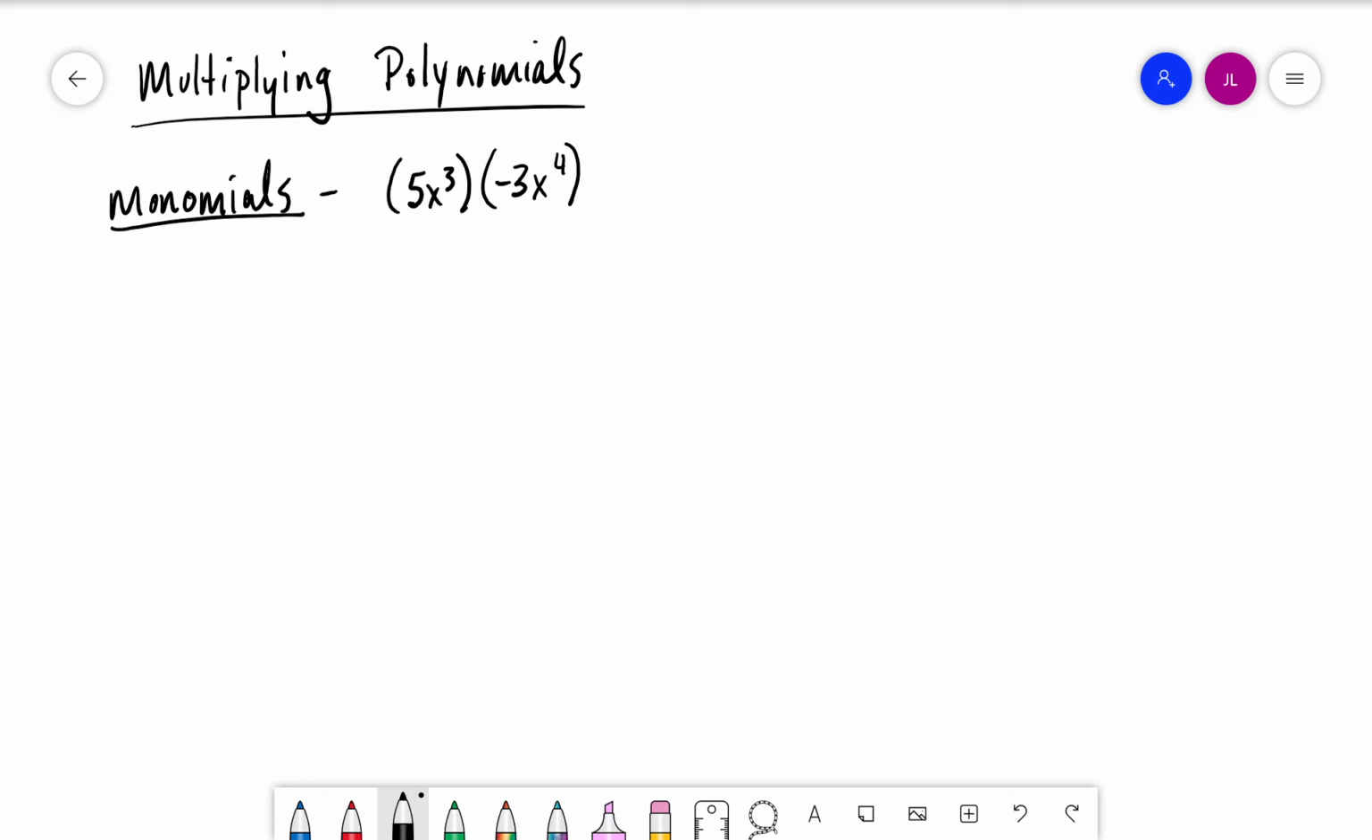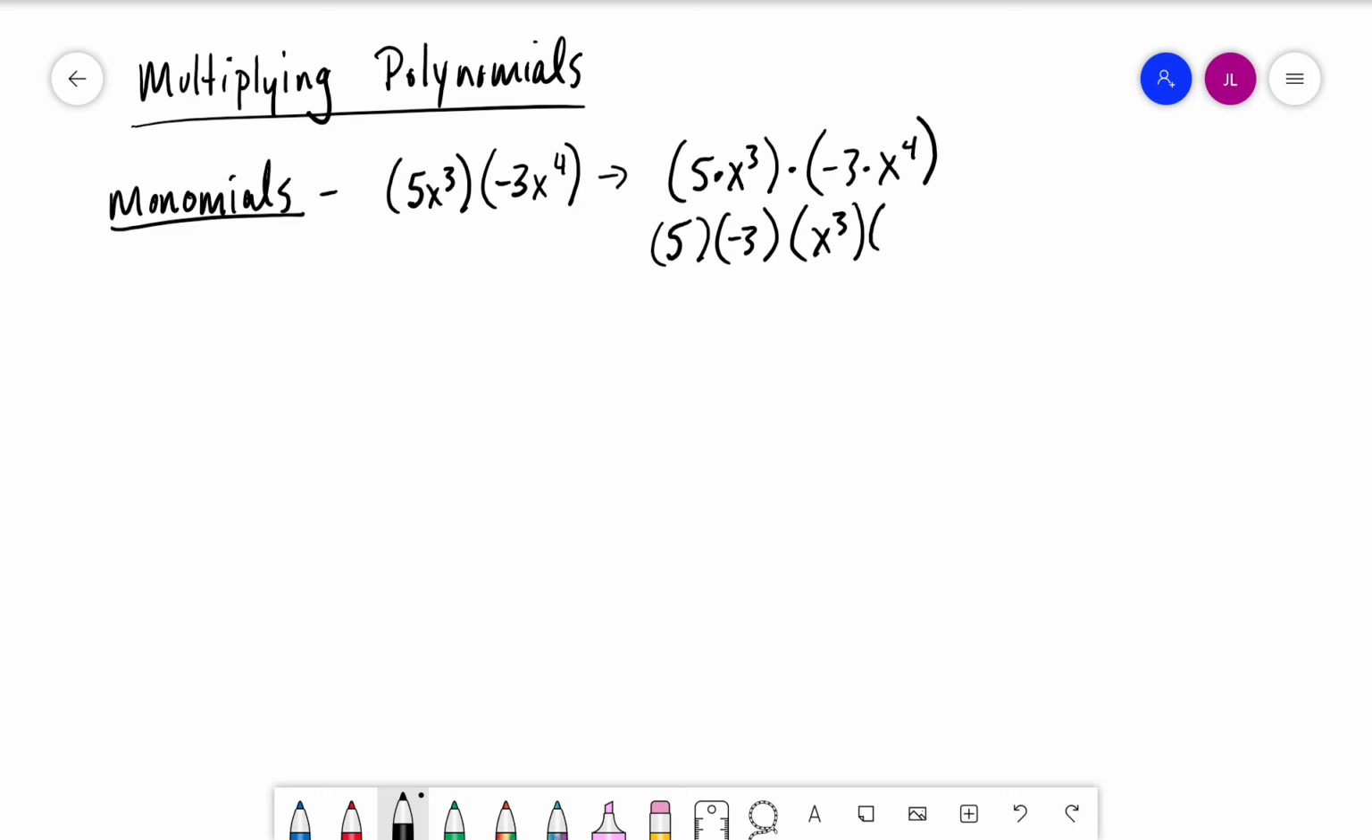So we need to look at this and remember that whenever we're talking about something like this, we're really saying 5 times x cubed times negative 3 times x to the fourth. And remember, the associative property of multiplication states we can write this in any order because all we're doing is multiplying everywhere here. So we could say this is the same as 5 times negative 3 times x to the third times x to the fourth.